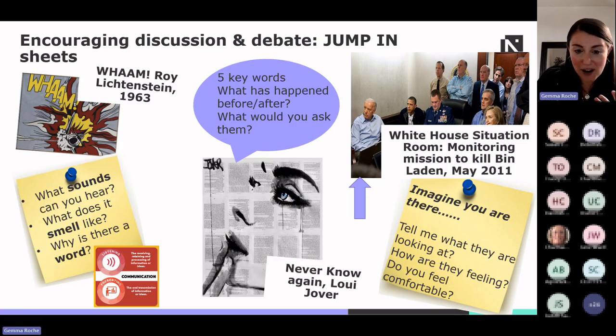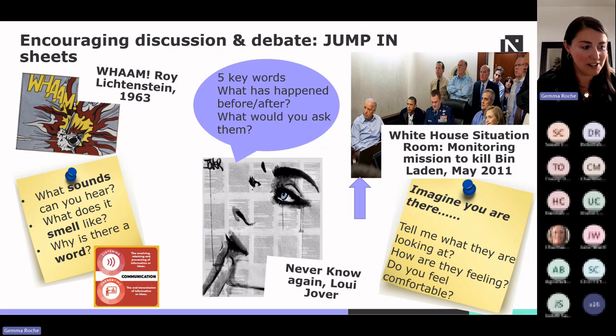To embed this, when I was teaching lessons as well as within the gallery, I would use this worksheet, which will be in the pack that we send out to you. It's just trying to encourage discussion and debate. I call this the jump in sheet. There are different things on there where we encourage people to jump into the image.